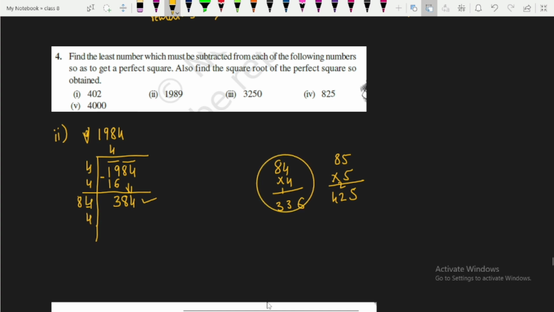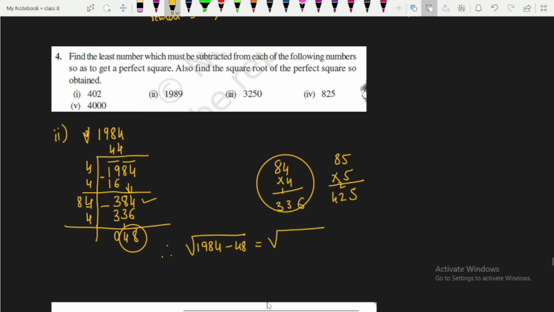Okay, 4 here, 4 here. So its multiplication you are going to write, 336 here. Right, here 44 in the quotient place, and subtract the number here. Okay, 384 minus 336. So here 8, here 4, here 0. Okay, so what is the remainder here? 48. So to make it a perfect square, 48 you are going to subtract here, right?